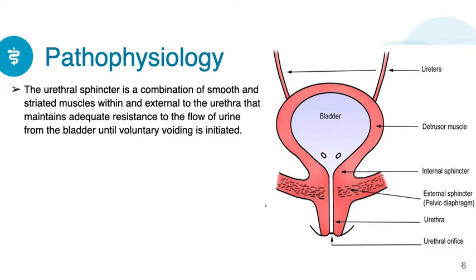Once urine has passed through the external sphincter muscle, it exits the body, and in women, the exit is immediate, and in men, the urine flows through the penis before it exits.